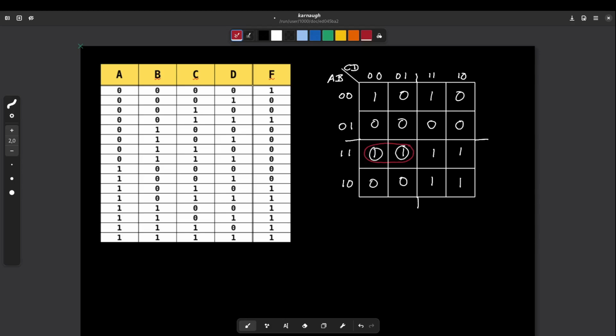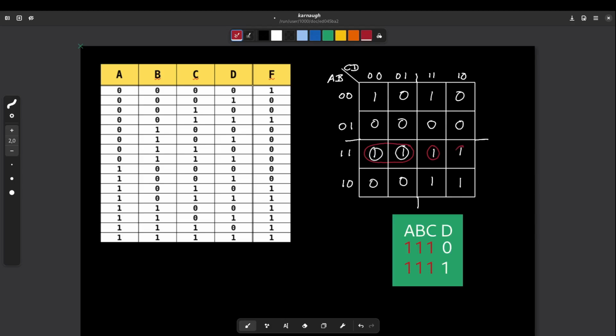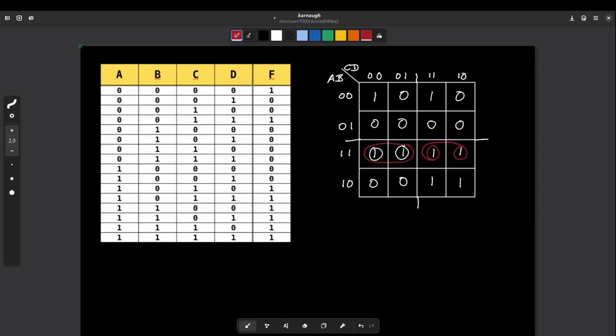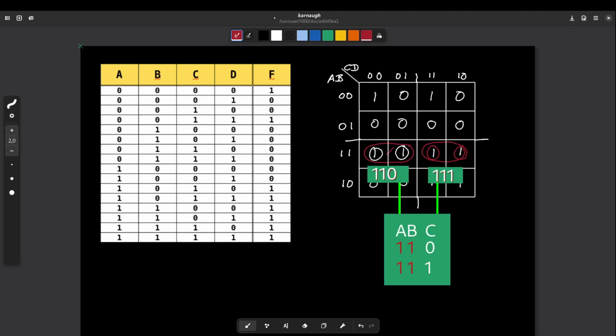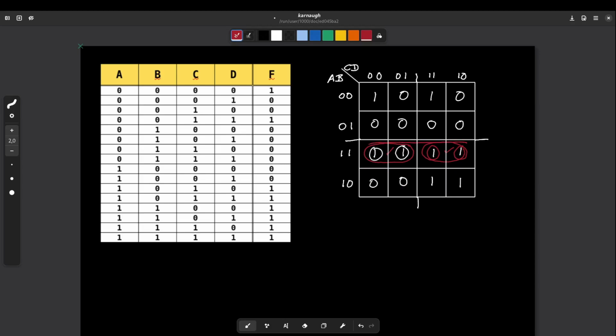In the same case, I can group this with this. They are logically adjacent. There is only one variable changing from one to the other, 1111 and 1110, and I can group these together. And as this term is mirrored with respect to this, I can group these together.